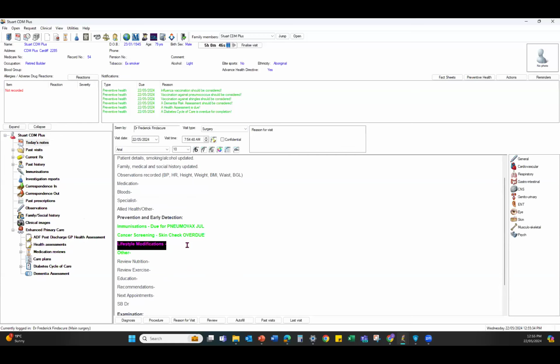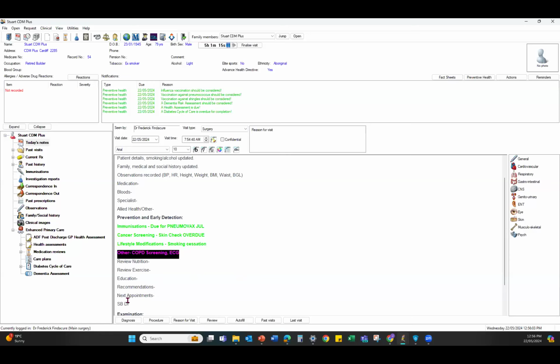The lifestyle modifications, this is where I might put something like smoking cessation. It might not necessarily be that the patient is ready to quit smoking, but we've put it there as one of the things that they can modify to reduce their risk, as an example. Some of the other activities that might be due are things we need to get them back for, and these don't have to be today.